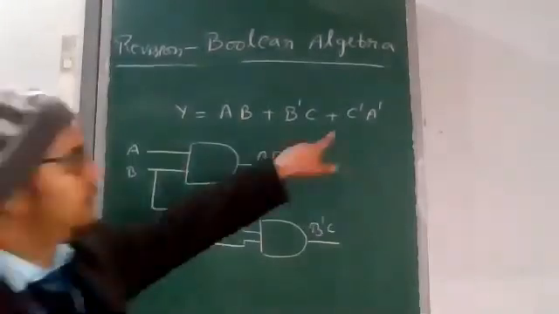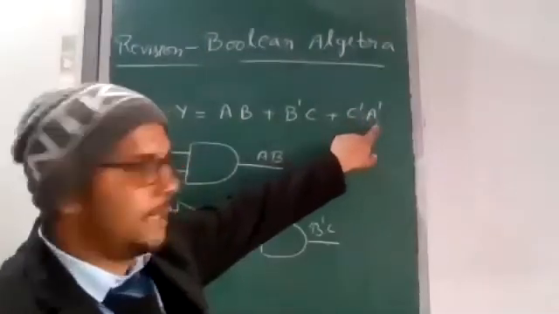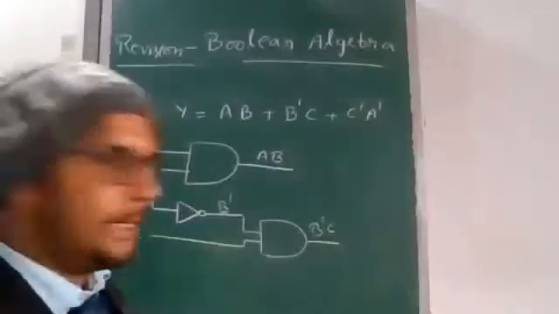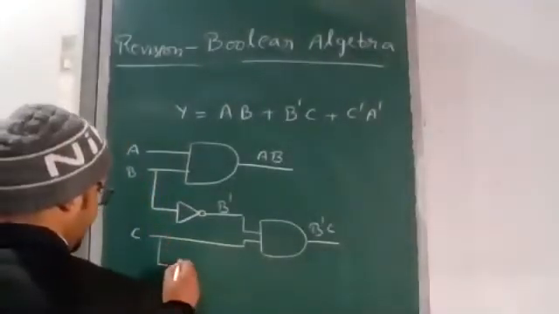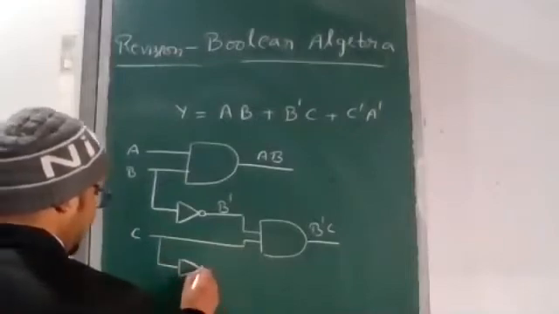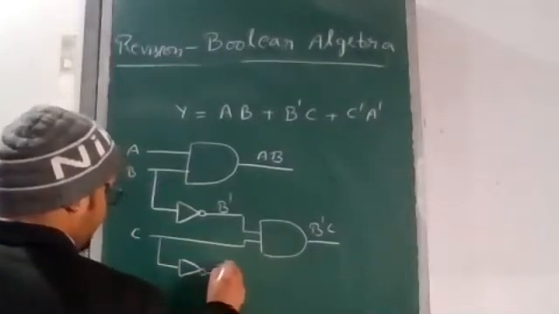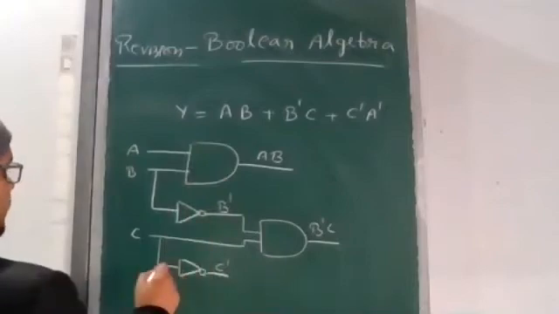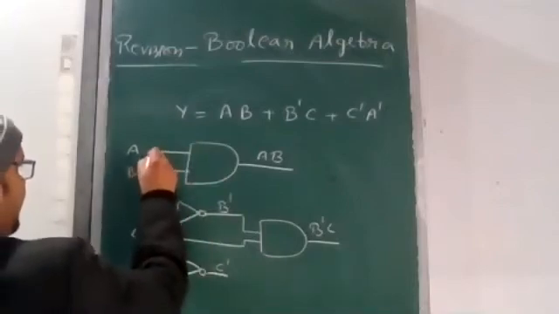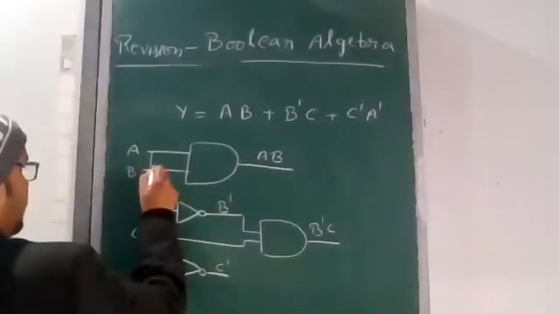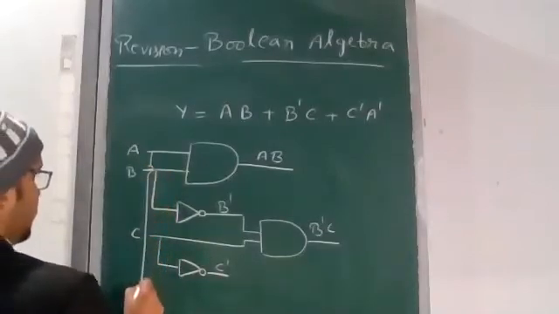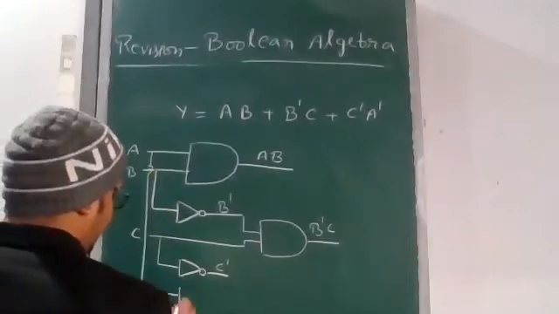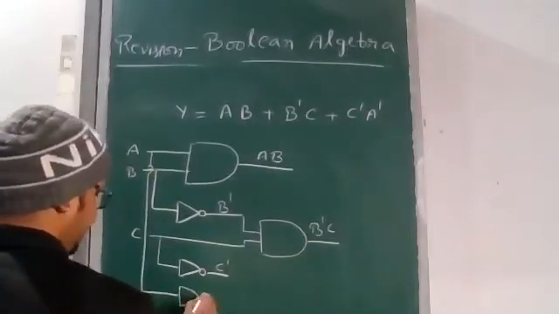Similarly, one more term is given here, that is C complement A complement. That means again we need NOT gate to make C complement, and bring one line from A and make NOT gate.